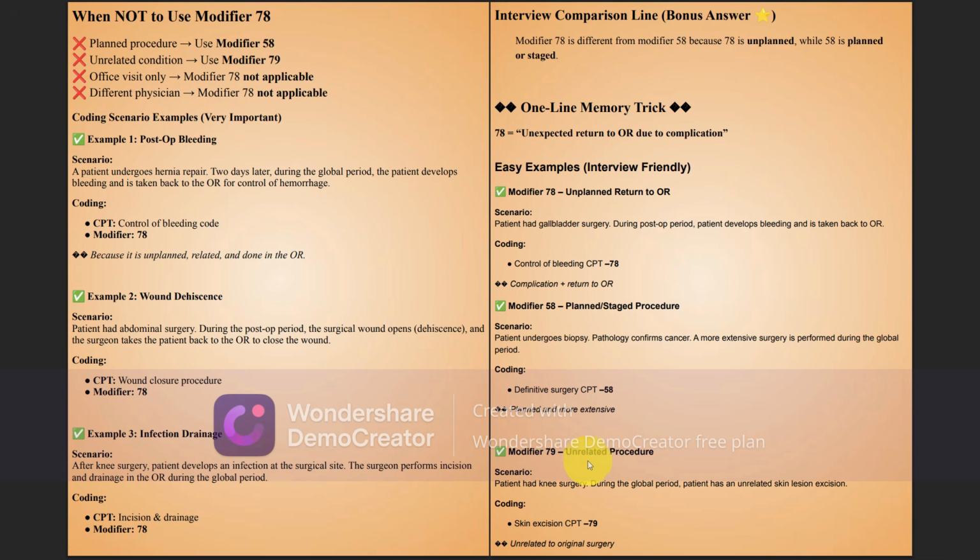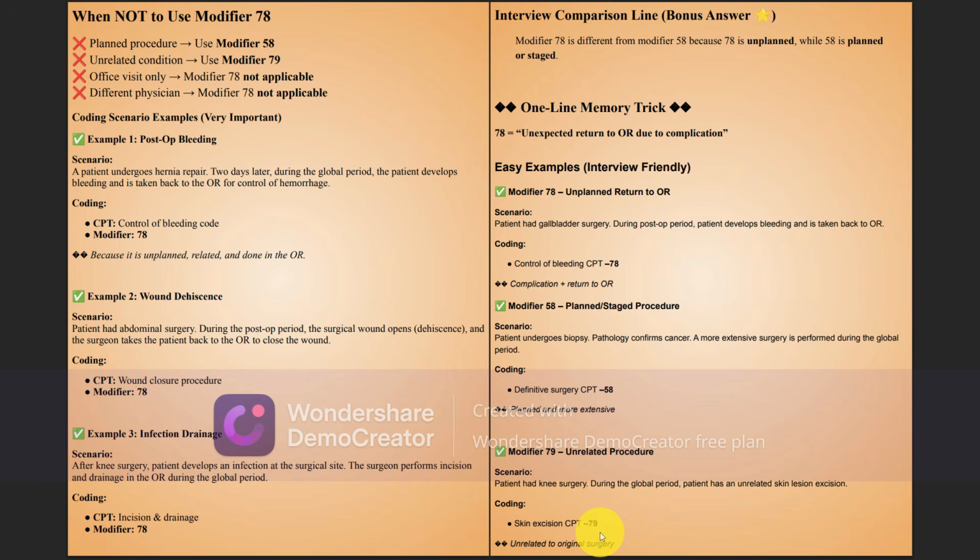Modifier 79, unrelated procedure. Scenario: patient has knee surgery, and during the global period has an unrelated skin lesion excision. Code the skin lesion CPT with 79, unrelated to the original surgery. The original surgery happened on the knee, and now a skin lesion is excised. That's why we use the skin excision CPT with modifier 79.